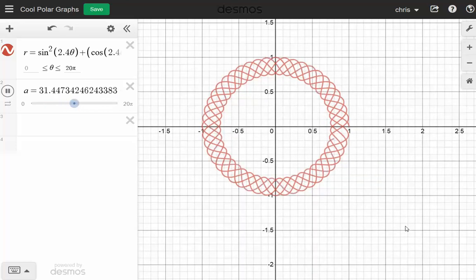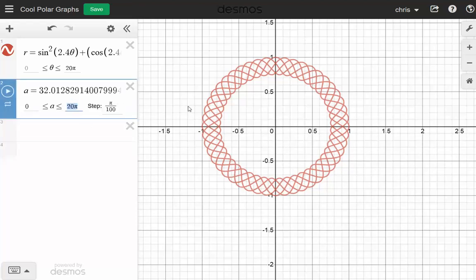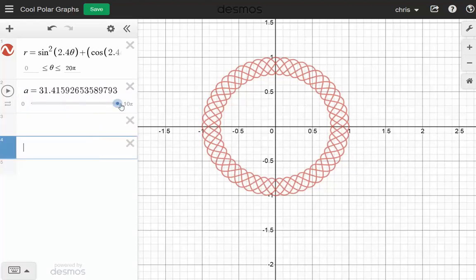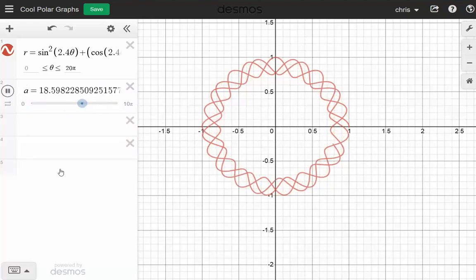It's going to start repeating itself. Looks like right there it did. Somewhere right around there, 32. 32 divided by 3 is around 10 something. I'm going to guess that's probably 10 pi is going to complete that before it starts repeating itself again. That's kind of a cool one.